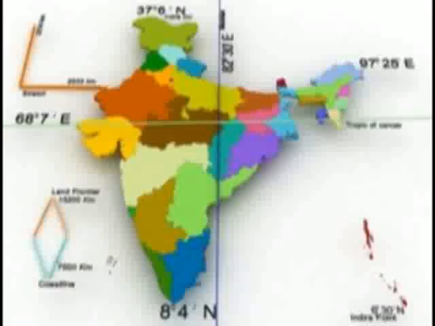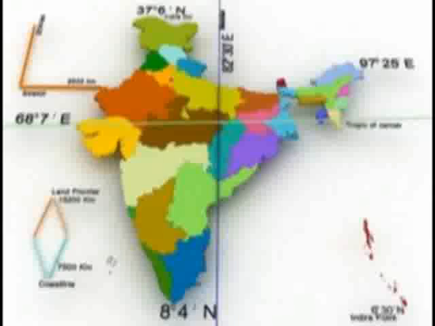Each degree is divided into 60 minutes. So we say that India lies between 8 degrees 4 minutes north. Similarly, the northern tip of India lies at 37 degrees 6 minutes north.